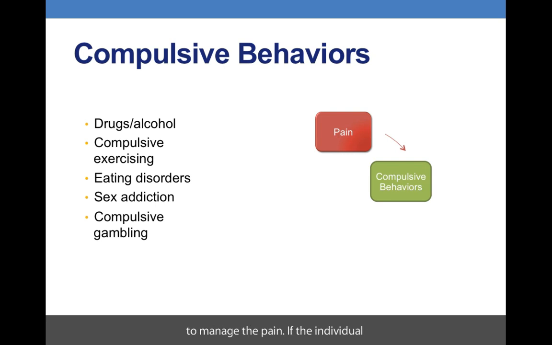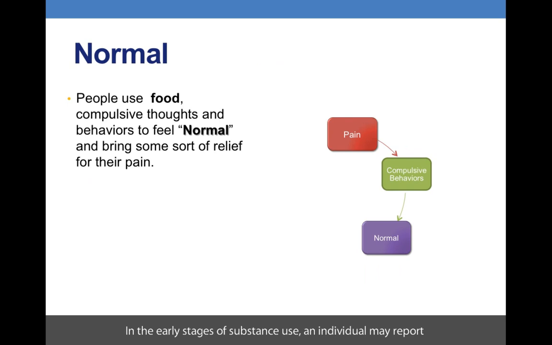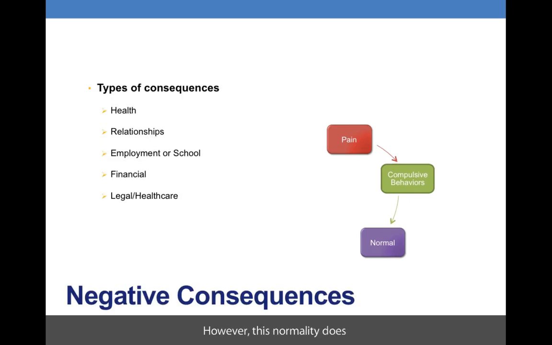All of these fit into that idea of compulsive behaviors that an individual may use to manage the pain. If the individual repeatedly turns to the addictive substance or behavior, this can then turn into a compulsive use or an addictive disorder. In the early stages of substance use, an individual may report feeling normal for the first time. The feeling of normality will initially bring some relief to the individual in terms of their discomfort or pain. However, this normality does not always last.